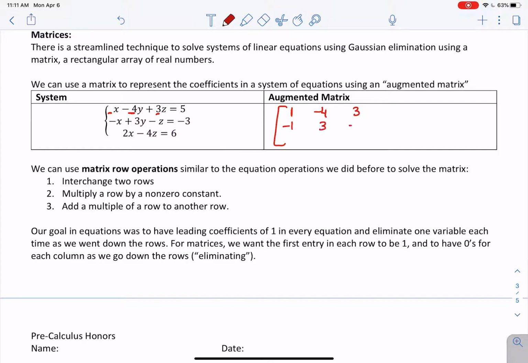-1, 3, -1. 2, there's no y, so that's going to be a 0, and then -4. What makes this augmented is that I'm also going to add in what they equal on the right. So this is kind of like when we did synthetic division, right? You write all the coefficients down of a polynomial. That's kind of what we're doing here.